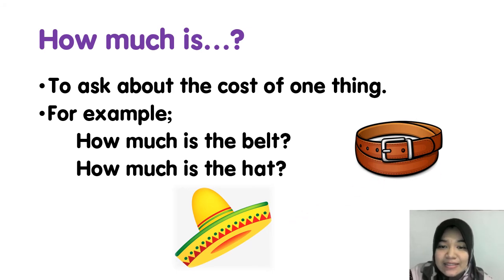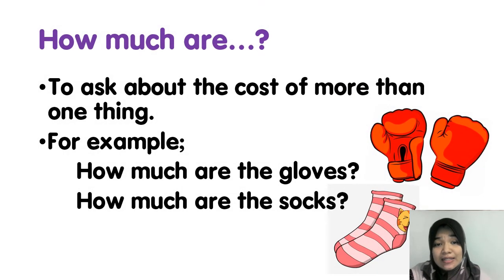Alright? Okay, meanwhile, we use how much are in order to ask about the cost of more than one thing. Or maybe you may refer to something that comes in pairs. Benda yang ada pasangan. Let's say for example here, how much are the gloves? So you can see that there is one pair of gloves. Okay, how much are the socks? One pair of socks. Okay, so that's how you differentiate between how much is and how much are. It's simply about singular and plural, one or more than one thing. Okay class?